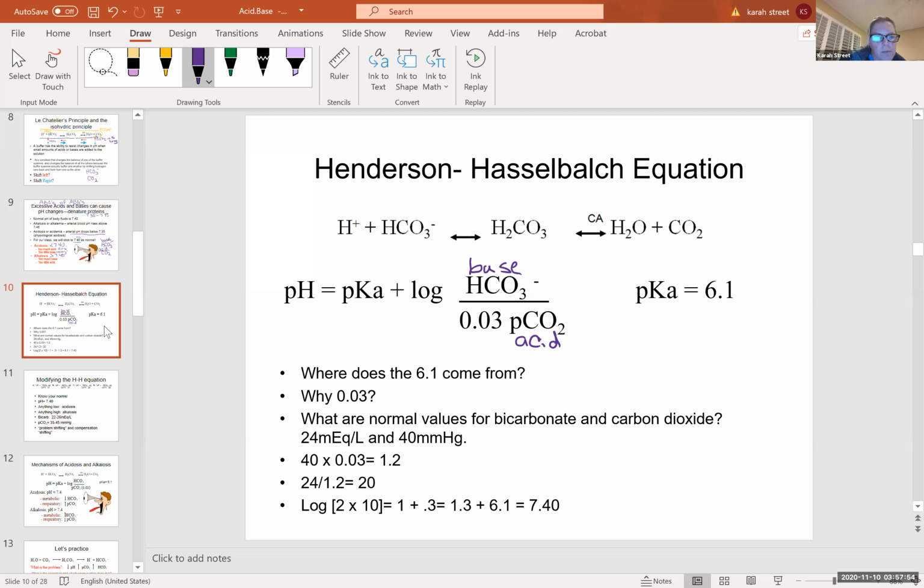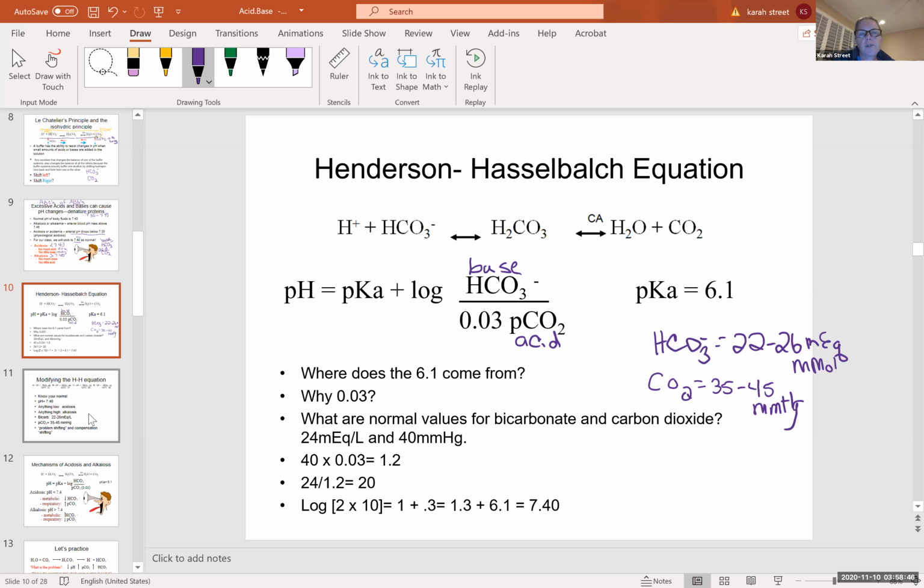Now, I started to tell you about these values. So base, what is the normal value for base? The normal value is 22 to 26 milliequivalents. Millimolar, okay? Milliequivalent, millimolar, you can interchange them for bicarbonate. You will likely see milliequivalent in your lab manual, but also it's millimolar. For CO2, it is 35 to 45 millimeters of mercury.